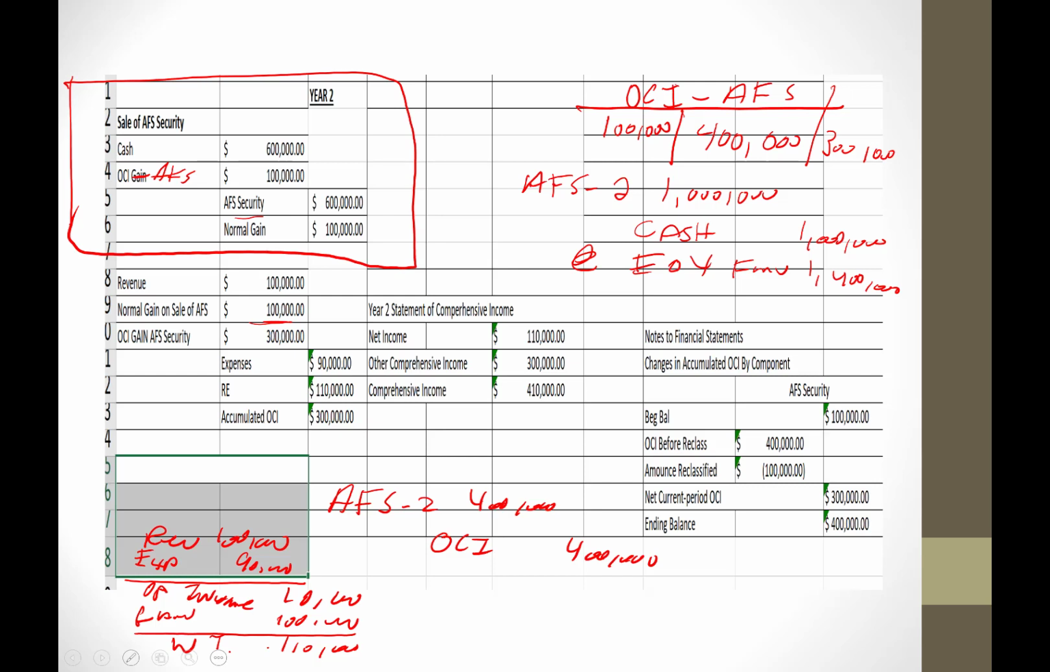And then here comes the other comprehensive income for the period, which is the net of what? The AFS 2 gain of 400,000 and the AFS 1 sale, which took it out of other comprehensive income and put it into what? Put it into net income. That's where we got this 100,000. So I just made those numbers up for revenue and expenses. Question?